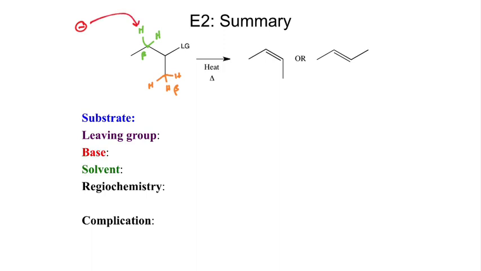Why does it need to be strong? Well, the leaving group won't leave until it's forced off. It's forced off by the hydrogen having been removed by the base. So you need a strong base to force that process to occur. Similar to the E1, we do tend to favor more substituted alkenes. So given a choice, we get the more substituted alkene.